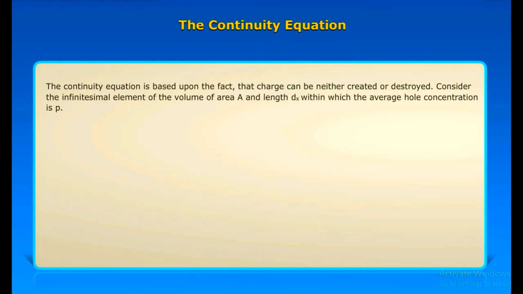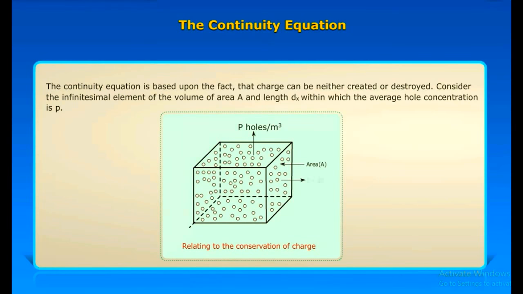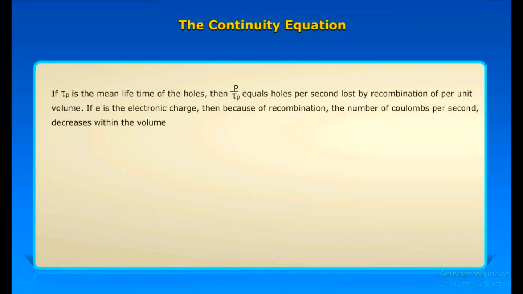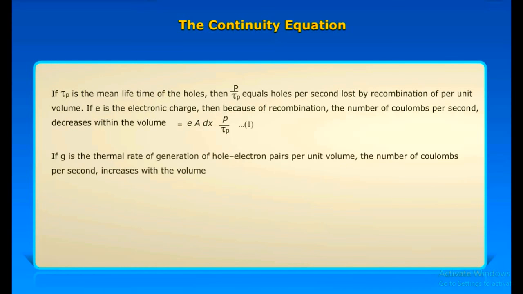The continuity equation is based upon the fact that charge can be neither created nor destroyed. Consider an infinitesimal element of volume of area A and length dx within which the average hole concentration is p. If tau p is the mean lifetime of the holes, then p by tau p equals holes per second lost by recombination per unit volume. If e is the electronic charge, then because of recombination, the number of coulombs per second decreases within the volume, as given. If G is the thermal rate of generation of hole-electron pairs per unit volume, the number of coulombs per second increased within the volume is given as.